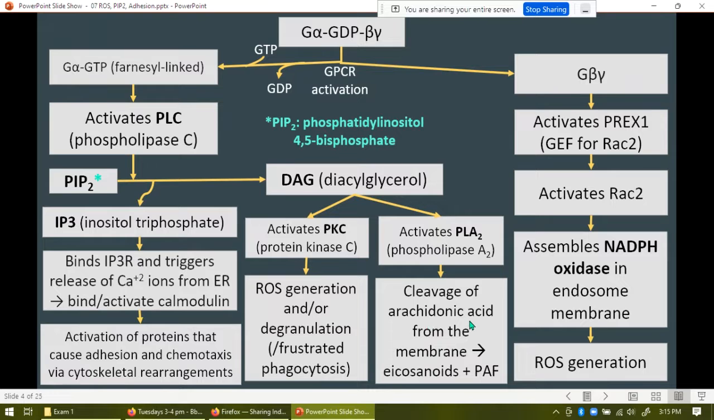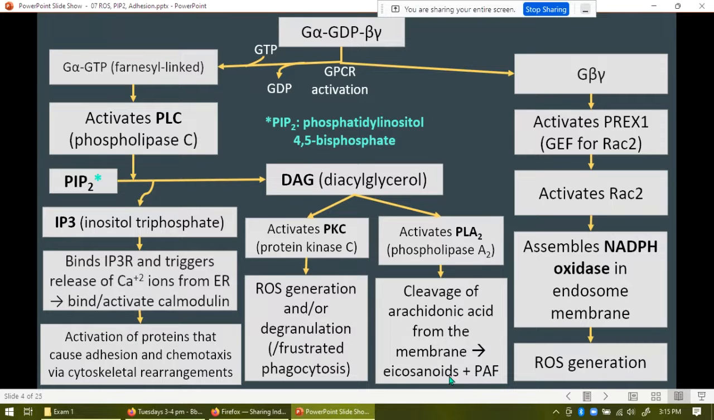So arachidonic acid undergoes catalytic conversion into a bunch of different eicosanoids, depending on the cell type. Different eicosanoids are going to be made depending on the cell type. And platelet activating factor is also going to result. Okay, so part of the molecule is turned into eicosanoids. The rest of the membrane lipid is turned into platelet activating factor, and that is true for all cells that produce eicosanoids. They're going to make platelet activating factor.